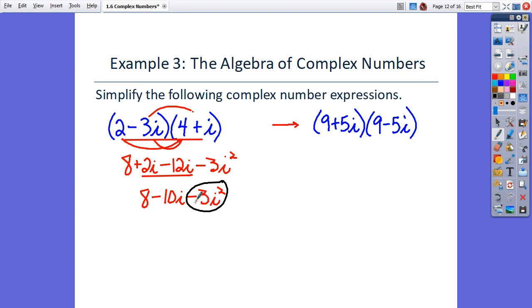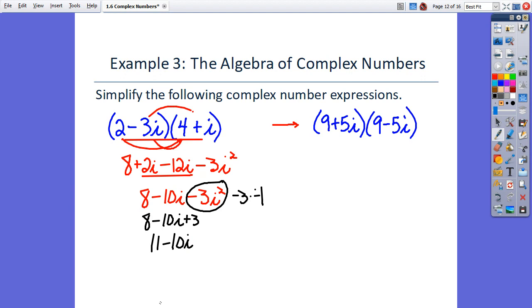So this is -3, and i squared is -1. So this is technically -3 times -1, which is 3. And so now what we have is a +3 over here. We can combine those and look at your answer. Now it's in complex form, a plus bi, where a is 11 and b is -10.